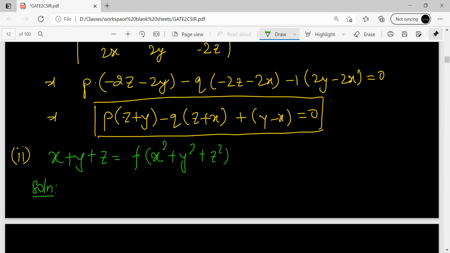So I'm writing the solution. You try this one. If you succeed, good. If you don't, please do tell me in the comment section. The answer is p of y minus z plus q of z minus x equals x plus y.